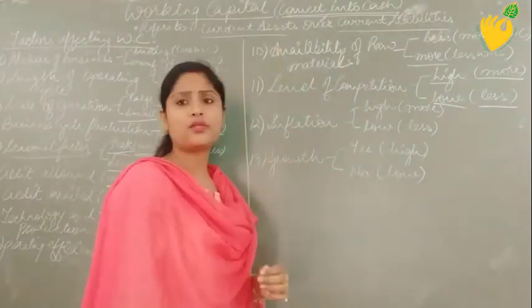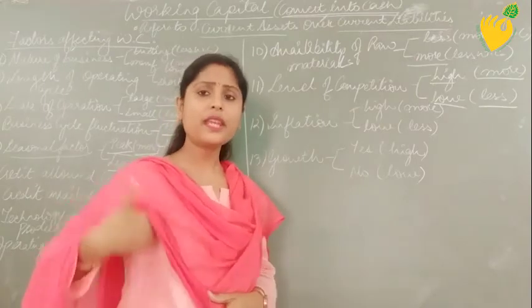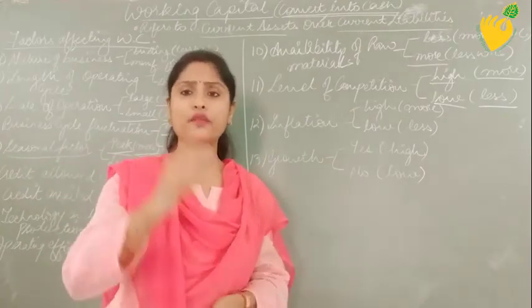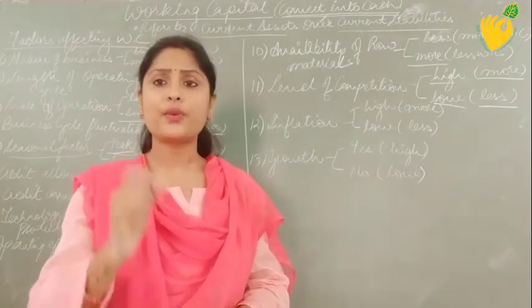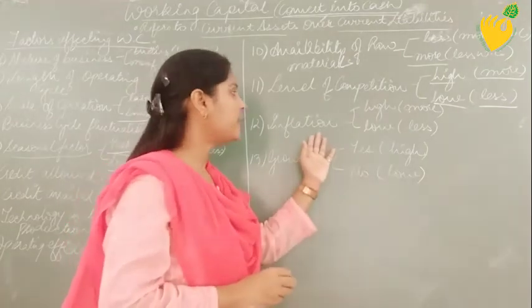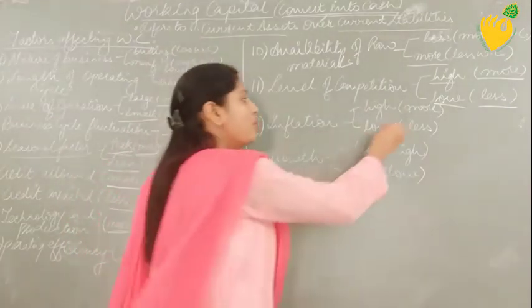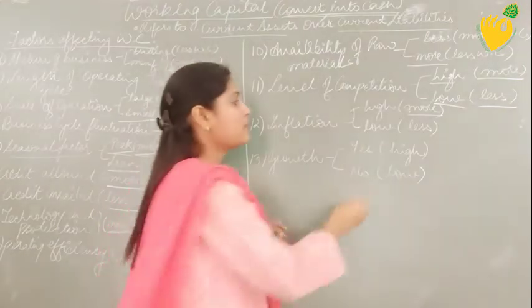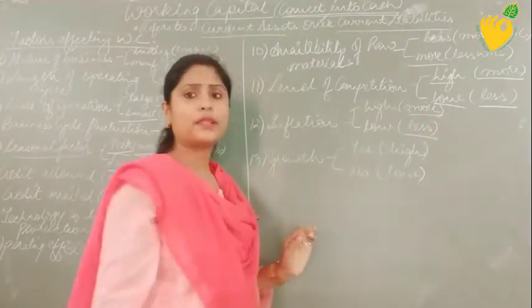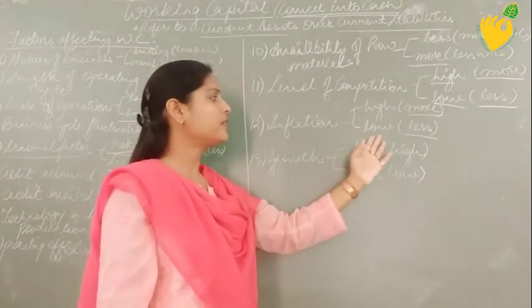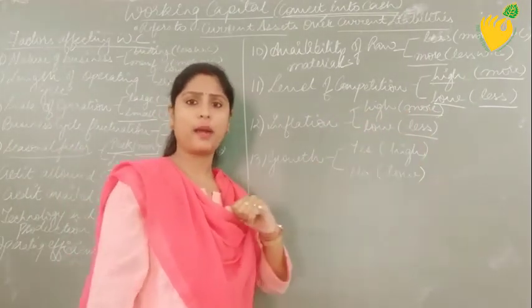Next we have inflation. Now what is inflation? Inflation is when the value of the money decreases and the prices of the products increase. So that is inflation. And if the inflation rates are higher, more working capital is required. If there is less inflation in the economy, less working capital is required. So at the time of high inflation, more working capital. At the time of low inflation, less working capital.